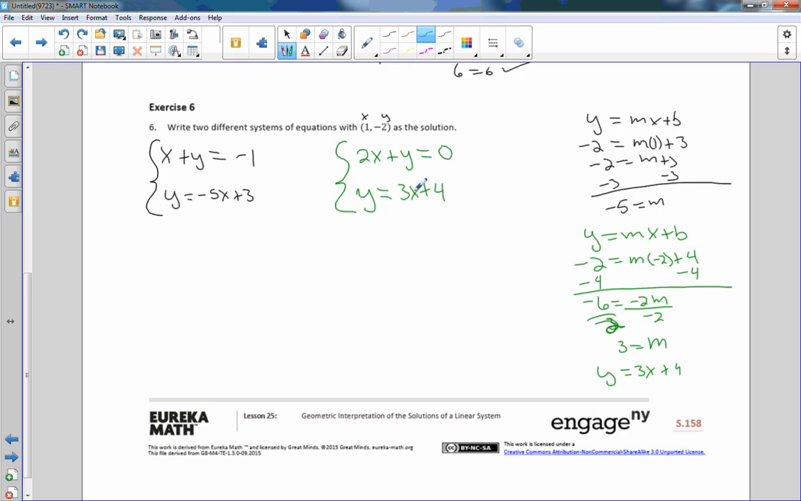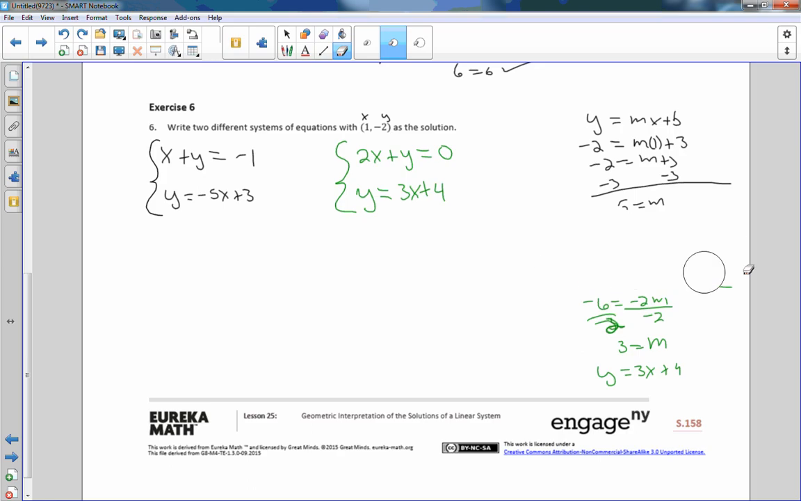So what did I do? This is a little tricky. 2x plus y equals 0. 2 plus y is 0, that's true. Y equals mx plus b. I chose my y to be negative 2, and there's my error. My x is 1, so this should be a 1.